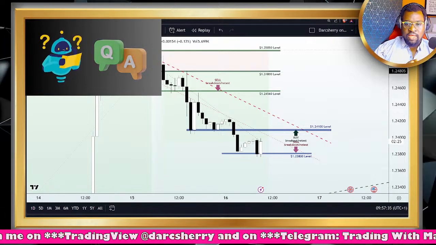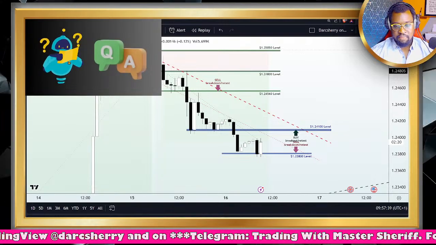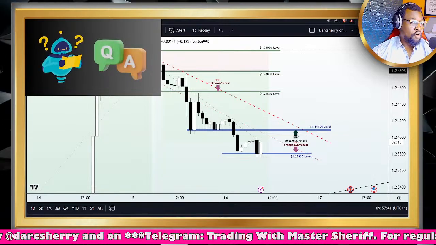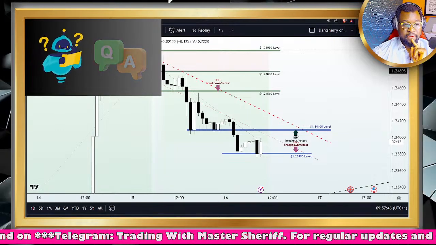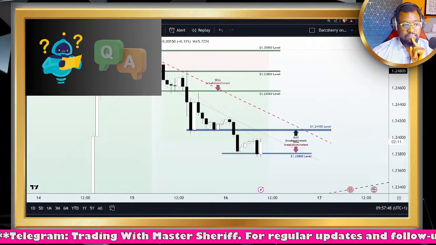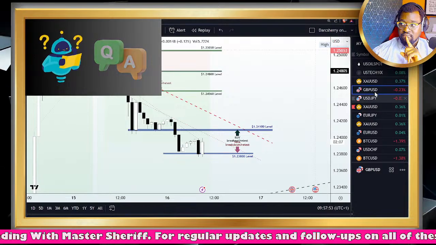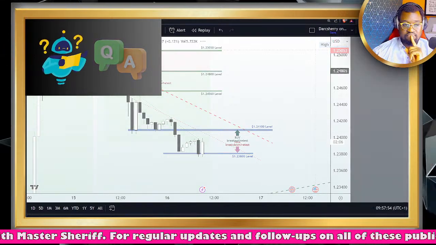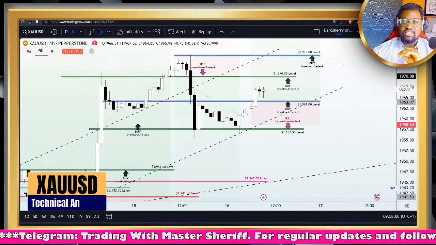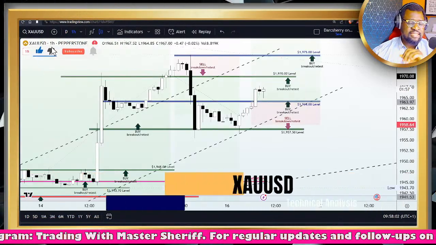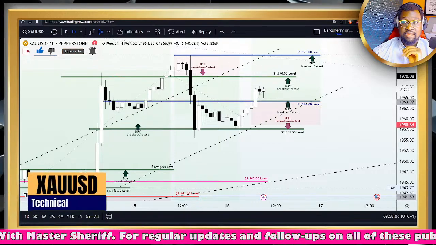All right, so in the absence of any questions, I'll take this as positive feedback that we are good to move on to the last and final asset on our watch list for this week. The final asset on our watch list for this week is my favorite asset, of course, which is the XAUUSD, popularly known as the gold spot.